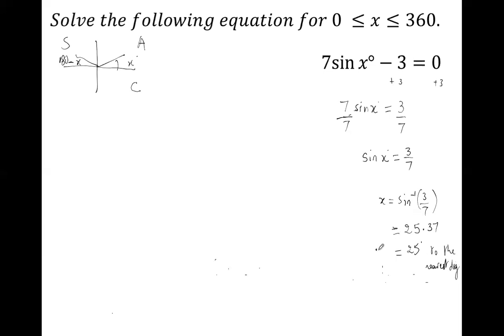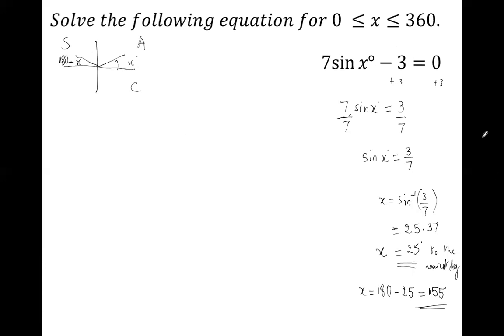So 25 is my first answer, and the second is 180 take away 25. 135. Oh, sorry, I mean 155. Yeah. So two answers, and they're between 0 and 360. So easy mark to get, as long as you remember your CAST diagram.